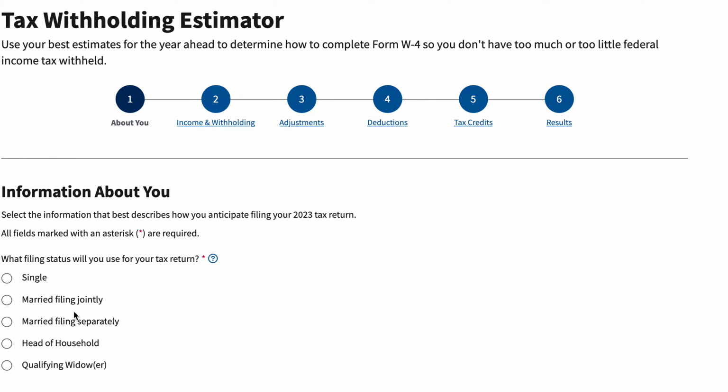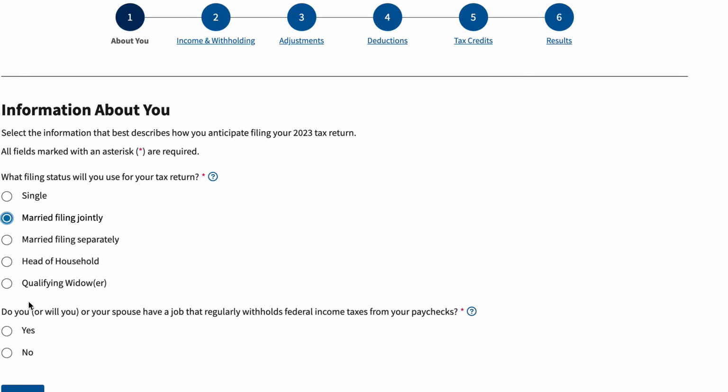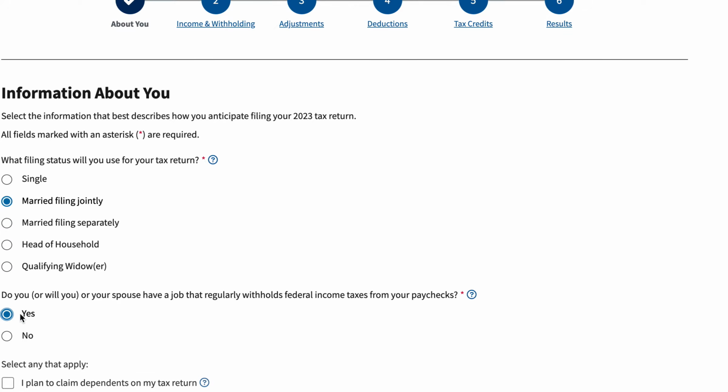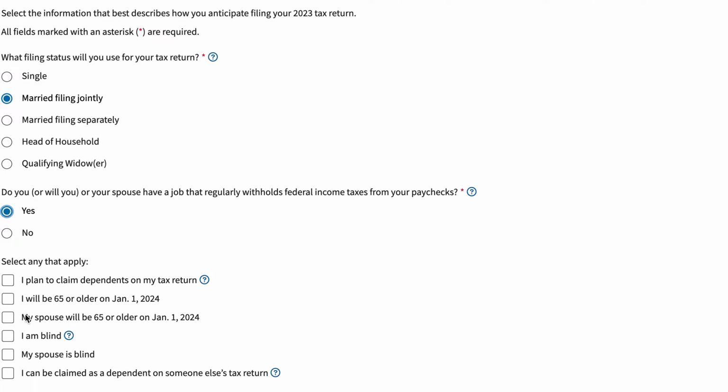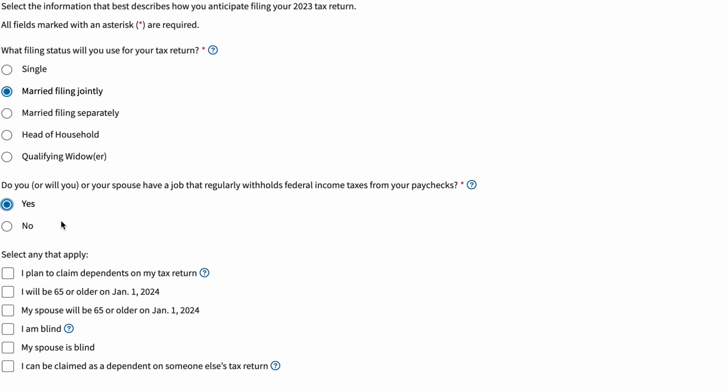So I'll walk through one scenario, and then we'll think of some hypothetical situations where we might want to go back and make some revisions. I'm going to click Married Filing Jointly, and our hero John Doe and his wife have jobs. Once you get to this point, you can answer: do you plan to claim dependents on your tax return? Will you be 65 or older? Will your spouse be 65 or older? Is either of you blind, and can anyone be claimed as a dependent on a tax return?